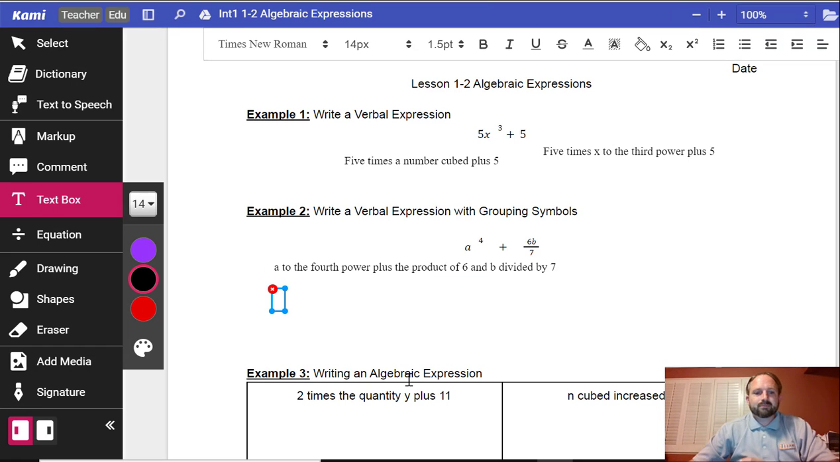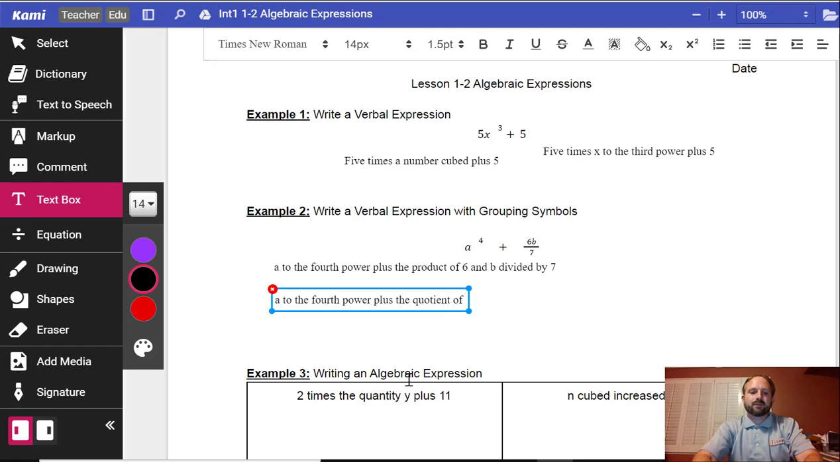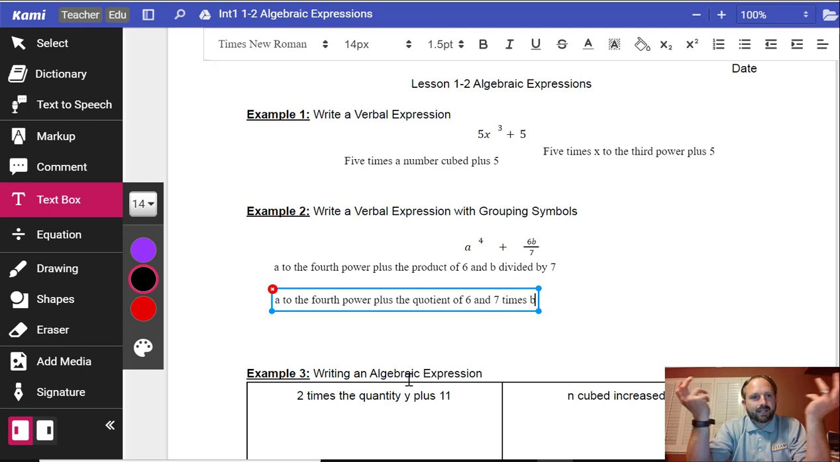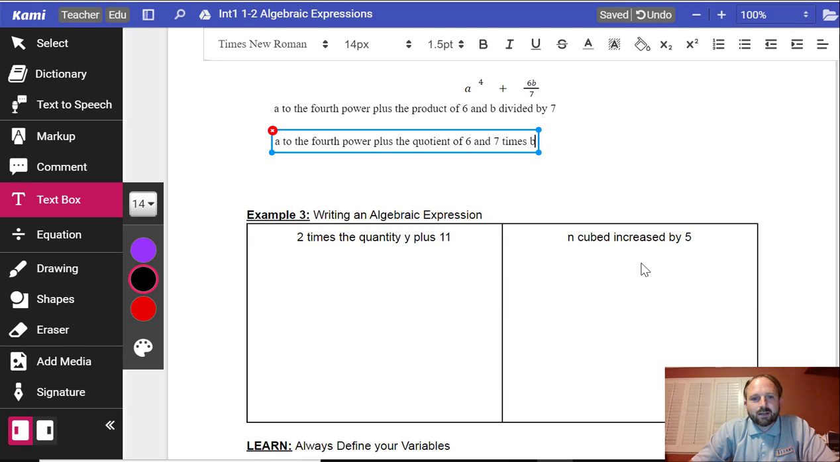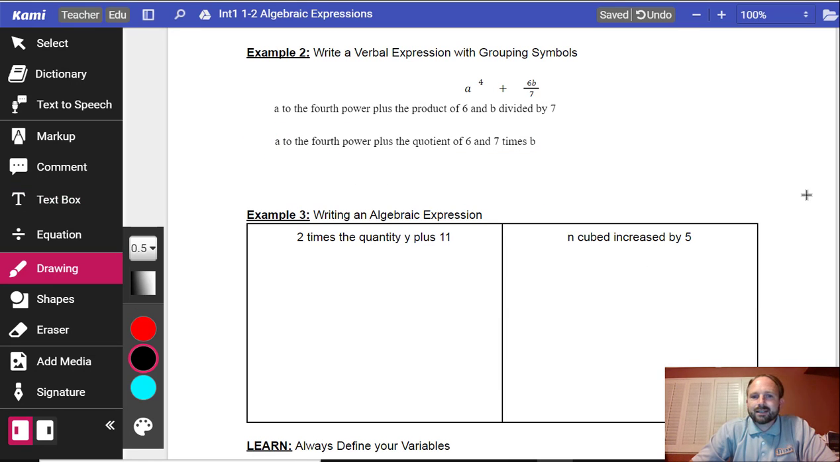I mean, we could write a to the fourth power plus the quotient of 6 and b, 6 and 7 times b. There's different ways for you to write it out, and each way is not wrong by itself. So, example 3, writing algebraic expression. 2 times the quantity y plus 11. Okay, well, what does this look like? 2 times y plus 11.